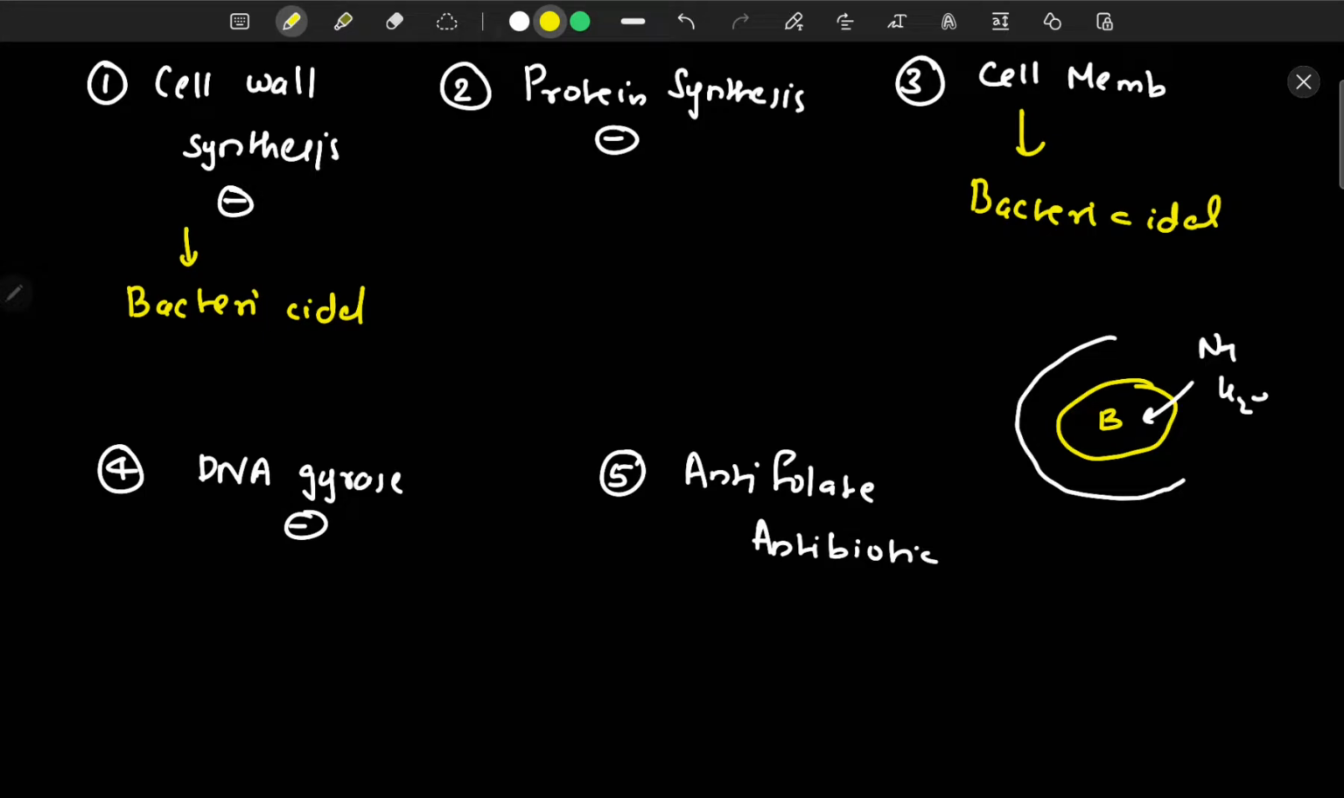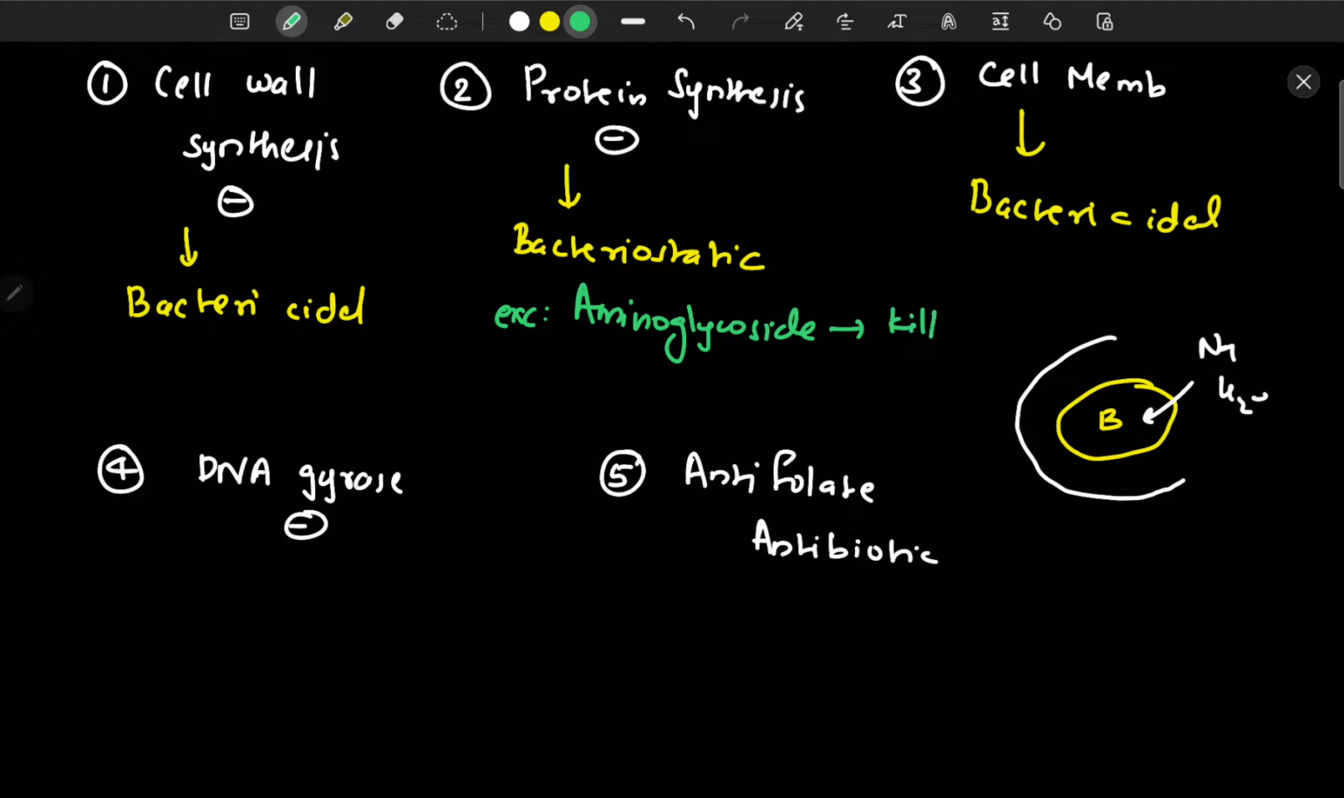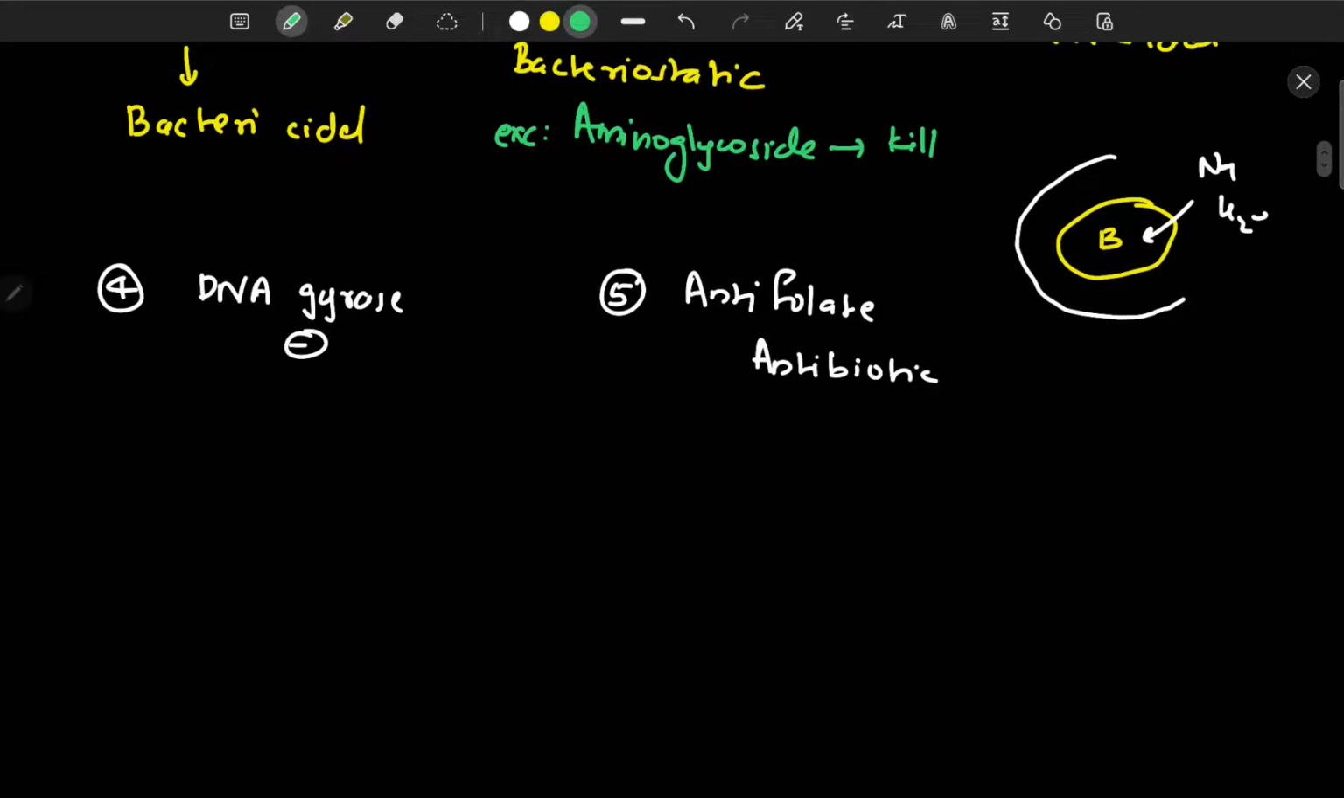Now about the protein synthesis inhibitors. By inhibiting the synthesis of protein, they are bacteriostatic, but there are certain exceptions such as aminoglycoside. So this aminoglycoside will kill the bacteria. So it is bactericidal in effect.